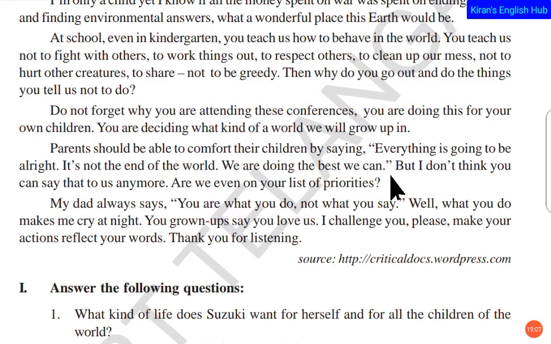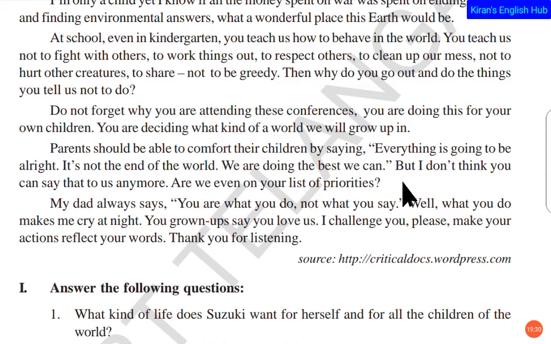The parents should also support the children, saying, okay, it's okay, fine, everything is going to be all right, nothing is going to be wrong, because the positive vibrations will make the children strong and the children can come up with new ideas. But I don't think you can say that to us anymore. Are we even on your list of priorities?